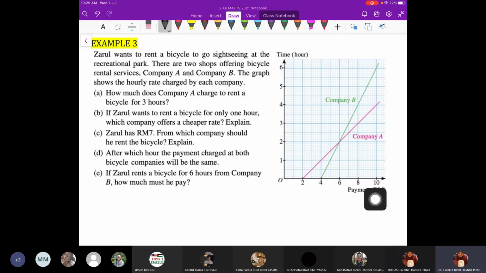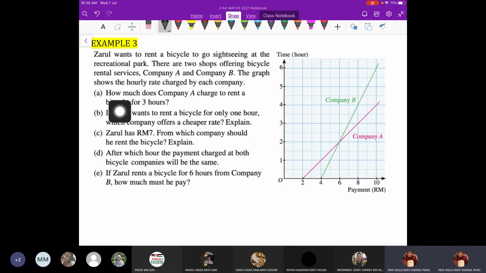So maksudnya x-axis ni berapa yang Zarul kena bayar. Dan penggunaan bicycle tu mengikut jam, hours. Okay, from 0 hours, rental tu bermula sahaja, company A, Zarul kena bayar RM2. Okay, belum lagi dia start masa. Tapi company B kena bayar RM4. Jadi kalau kamu tengok, makin lama Zarul menggunakan basikal, harga pun makin naik.